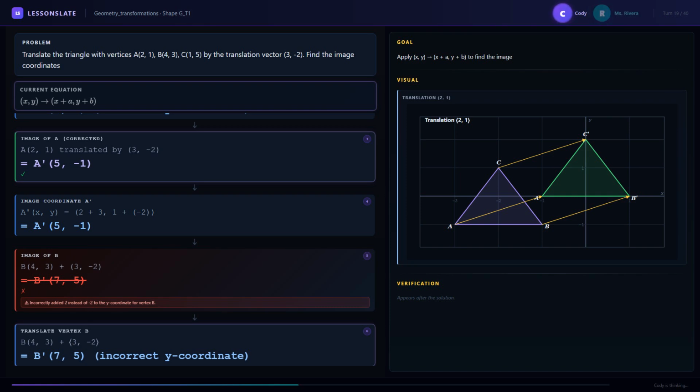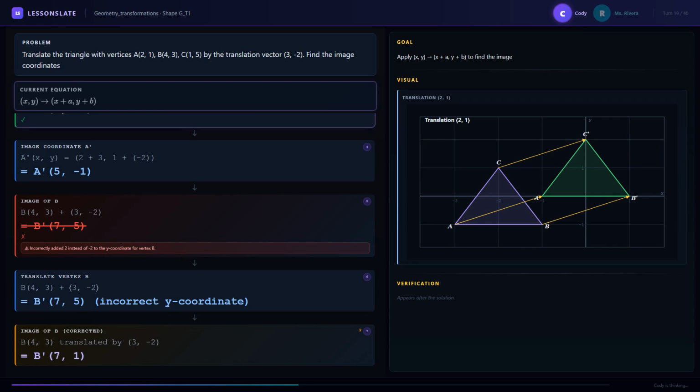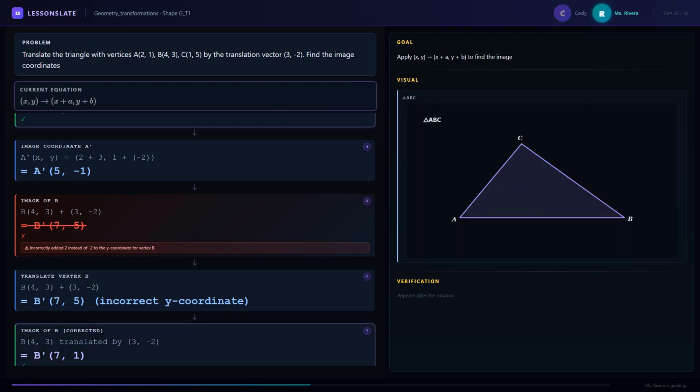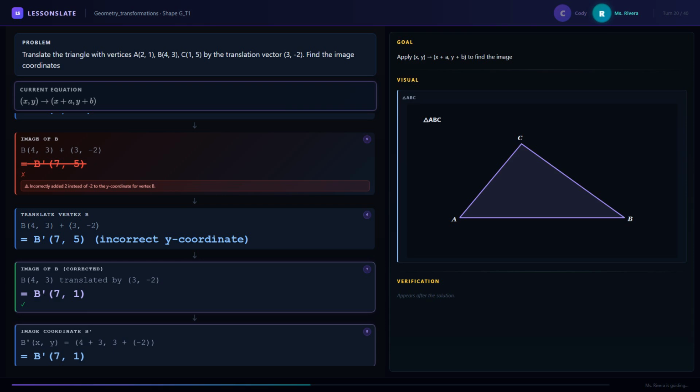Oh, you're right. I keep forgetting the negative sign for the y part. So for B at the point 4, 3, it should be 3 plus negative 2, which is 3 minus 2, making it 1. So B prime would actually be the point 7, 1. Is that finally correct for B prime, Ms. Rivera? Yes, Cody, that's exactly right. B prime is the point 4 plus 3, 3 plus negative 2, which simplifies to the point 7, 1. You've successfully handled the negative component of the vector now. Great job. Now for our last vertex, C at the point 1, 5. What do you get for the coordinates of C prime?